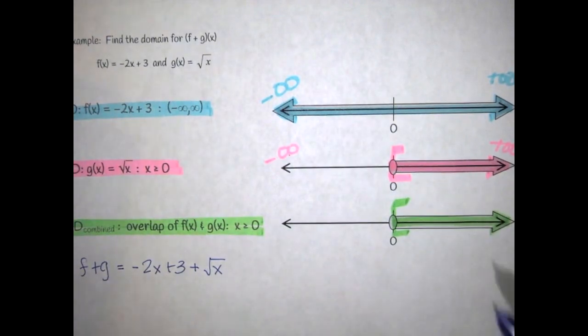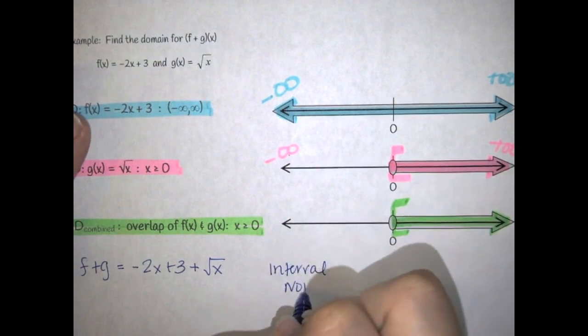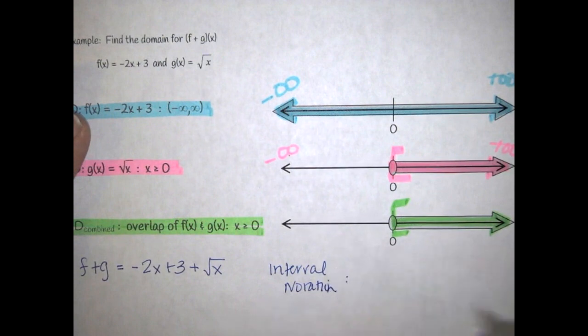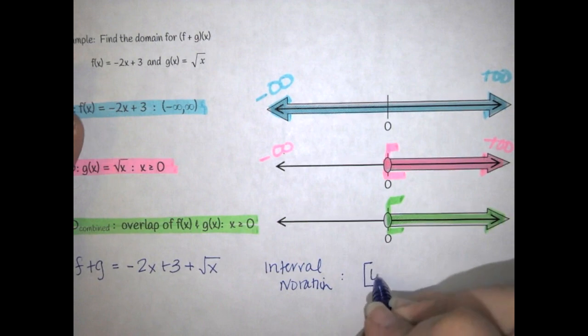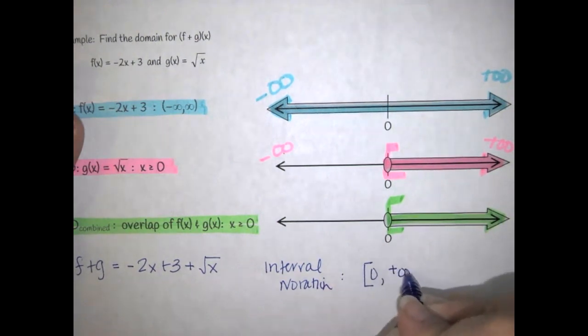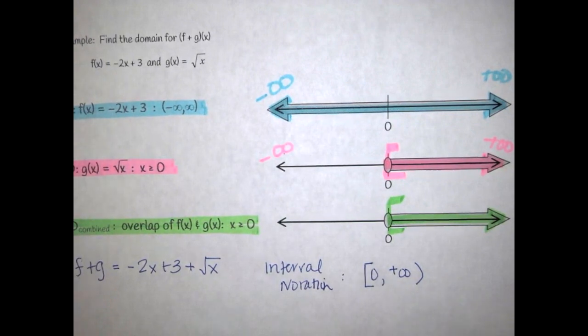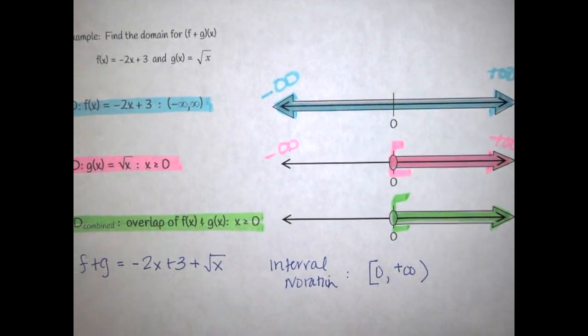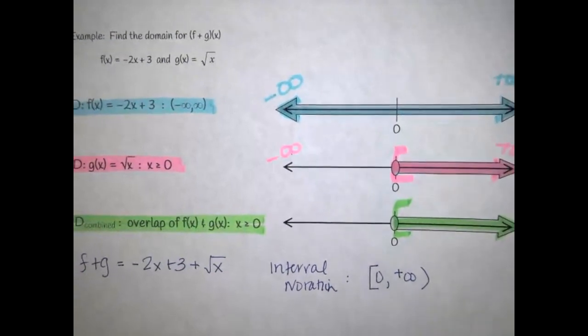So in order to actually do this, you have to use interval notation, which says that your domain is going to be from 0 up to positive infinity. And the 0 is included, so we use the bracket. Okay? So that's kind of what we're doing when we're talking about finding the domains of your combining functions.